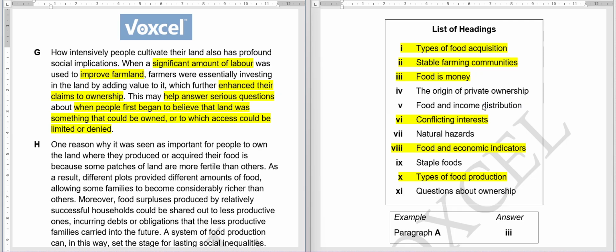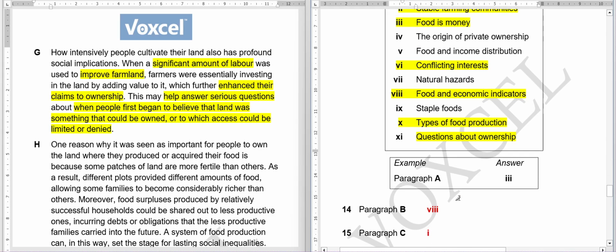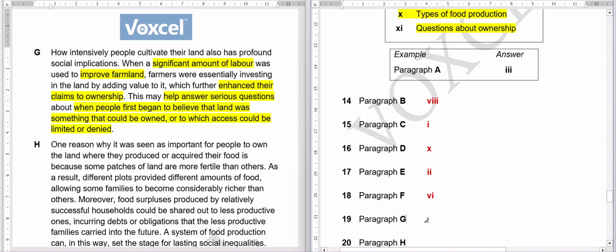Food and income distribution, there is no mention of that. Natural hazards, obviously no mention of that again. Ninth, staple foods, no mention of that. So our answer should be questions about ownership, 11th option. So let me write our answer here. 11th option, questions about ownership. Where is it written? Yeah, here in the last sentence. This may help answer the questions. So we have some questions about the ownership, and this may help to answer those questions, those queries. I hope it is clear.